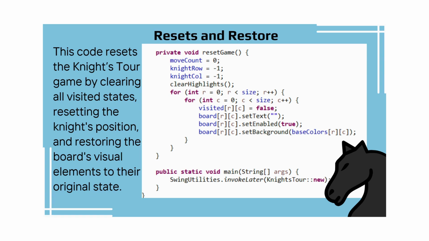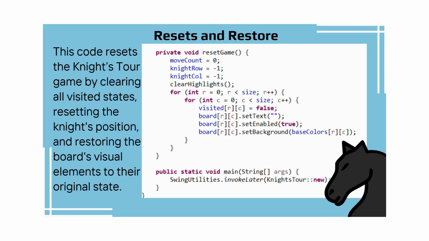And of course, we have the ending of the game, which is the reset and restore. This code resets the knight's tour game by clearing all visited states, resetting the knight's position, and restoring the board's visual elements to their original state. Basically, this is now the end of the game, whether you win or lose, or you just want to restart all over again.